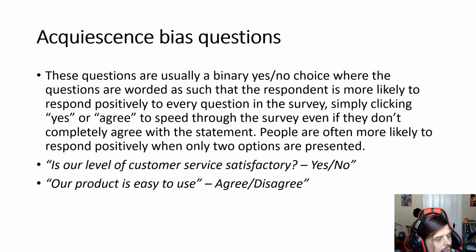You can do the same scale on "our product is easy to use" and say agree or disagree. Our product is easy to use. Instead, you can be on a scale of 1 through 5, with 1 being strongly disagree and 5 being strongly agree. Is our product easy to use?